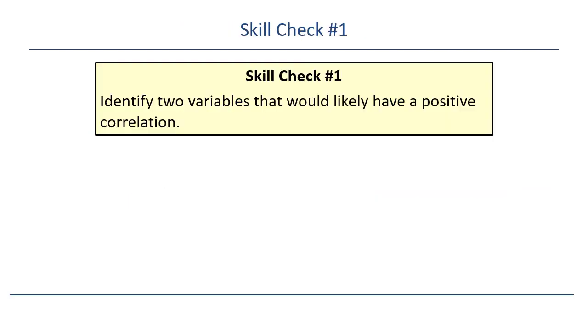Okay, skill check. See if you can identify two variables that would likely have a positive correlation. Obviously, answers will vary, so just think of two things that would have a positive correlation. And while you're at it, see if you can think of two things that would have a negative correlation.